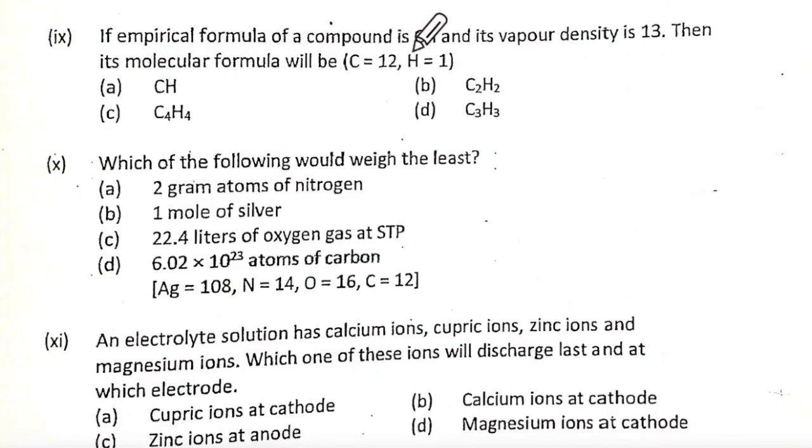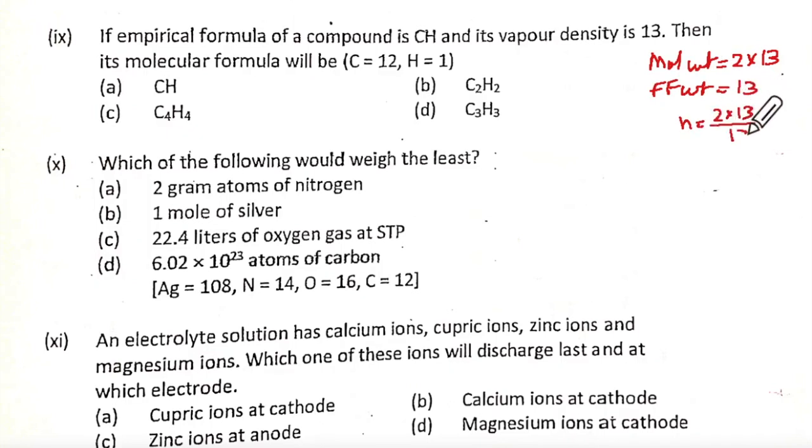Empirical formula is CH, vapor density is 13. So the molecular weight is going to be 2 into 13. The empirical formula weight is 12 plus 1, which is 13. So n is equal to 2 into 13 upon 13, which is 2. So it will be C2H2. Correct?